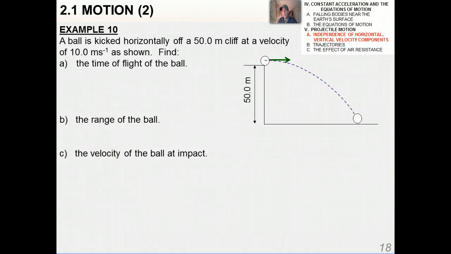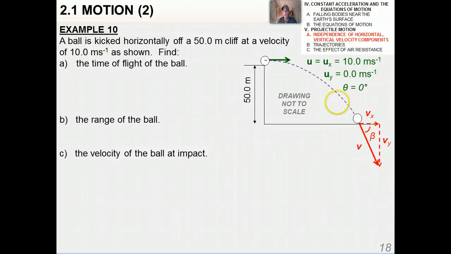The purple dashed line shows the path that the ball takes as it goes from the cliff to the bottom, and the green vector here shows the initial velocity vector. The red vector shows you the final velocity vector. In keeping with IB protocol, I'm going to call the initial velocity u, and I'm going to call the final velocity v. I want to point out that this drawing is not to scale.